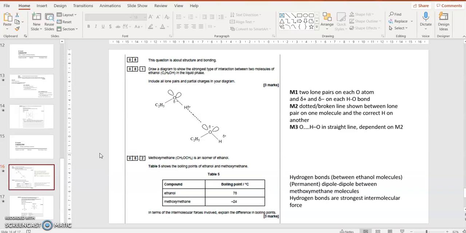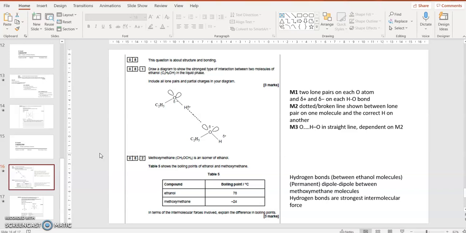If you're coming to draw it, then you must draw delta plus, delta minus on the H and the O respectively. You've got to draw two lone pairs on each O. You've got to draw the hydrogen bond between a lone pair on an O and an H on separate molecules, and you've got to put the OHO in a line.